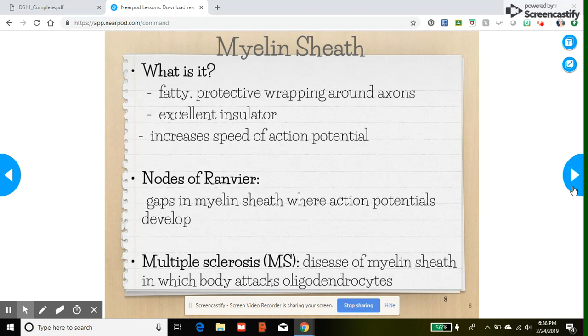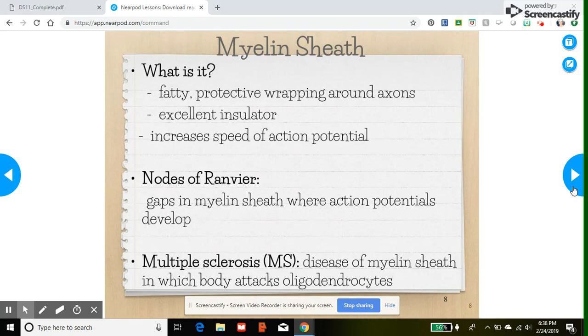Then we have those nodes of Ranvier, right? Those sections on the axon that don't have any myelin. That's where your actual action potential is going to develop. We have to have a signal. It's kind of the same concept as the neurotransmitters jumping through a synaptic cleft. There's always this jumping going on within the nervous system.